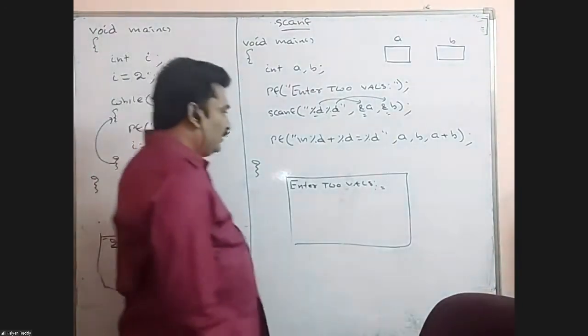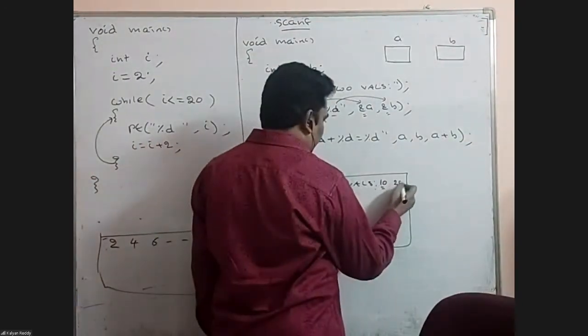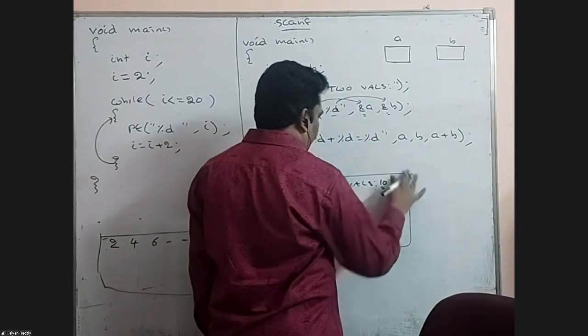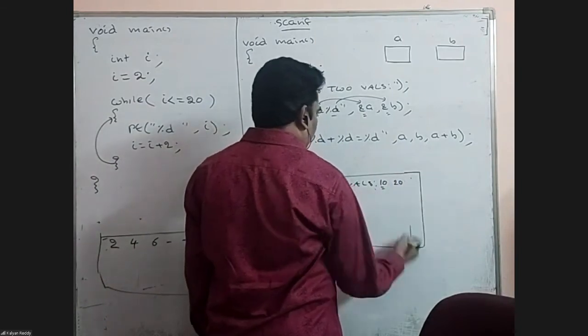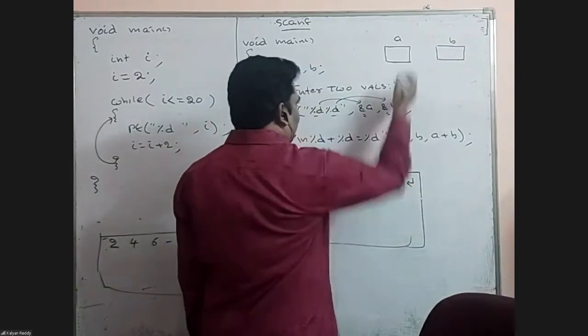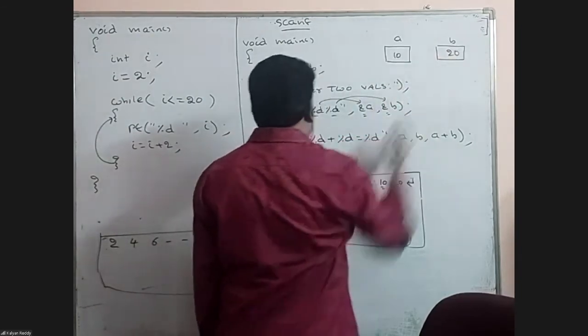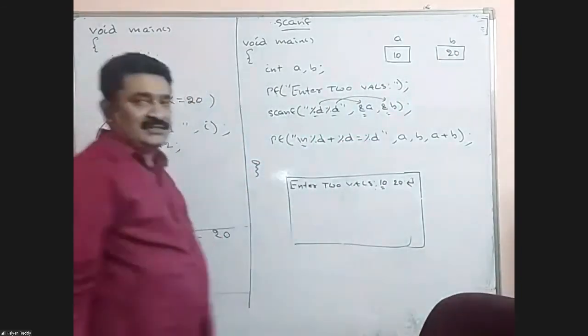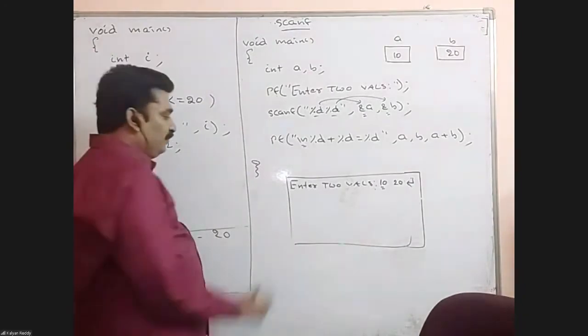I'm going to enter 10, 20, enter key. Now the value of A became 10, B became 20. Next, printf slash n. Slash n stands for next line. Come to the next line.